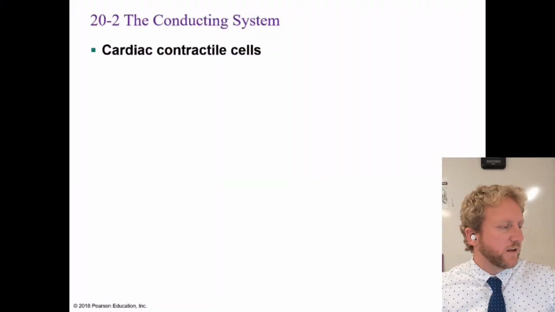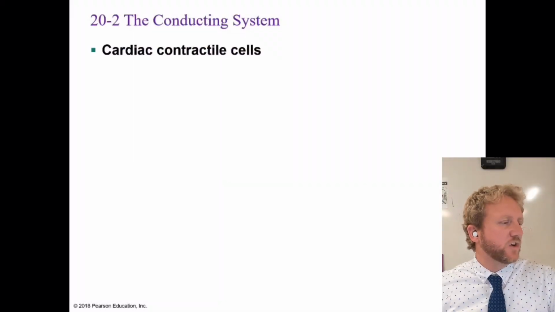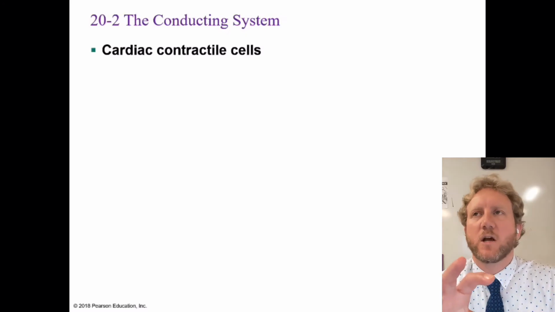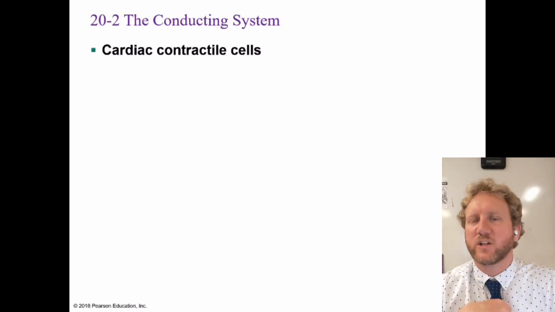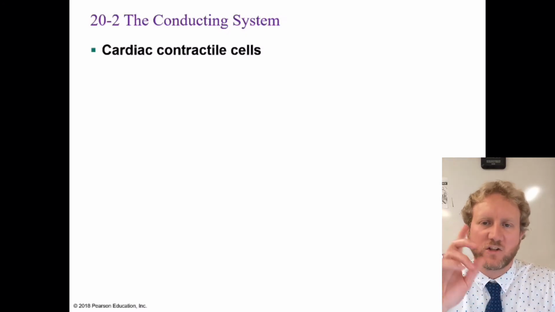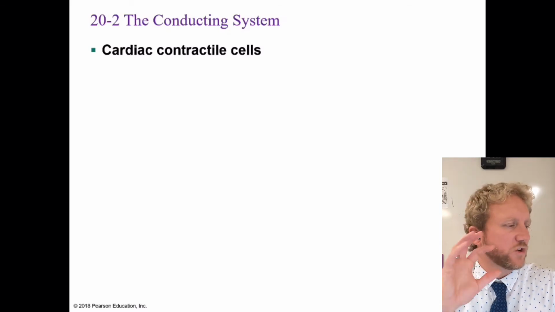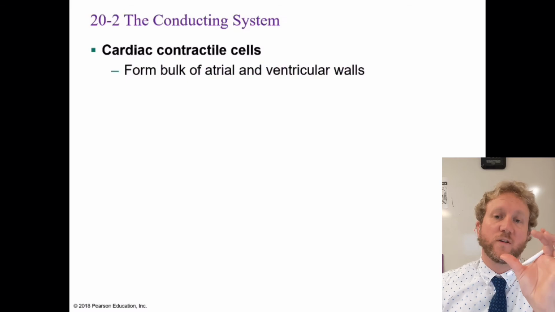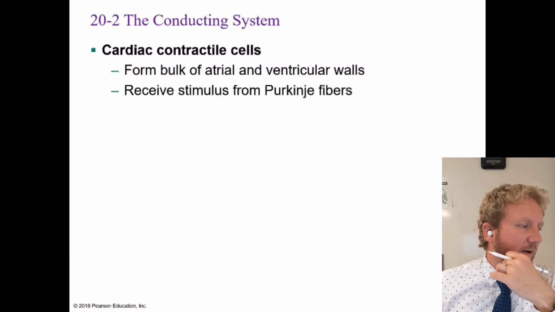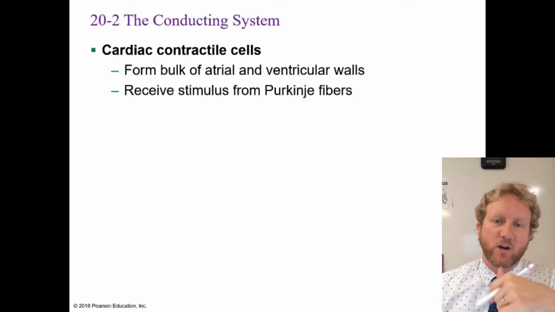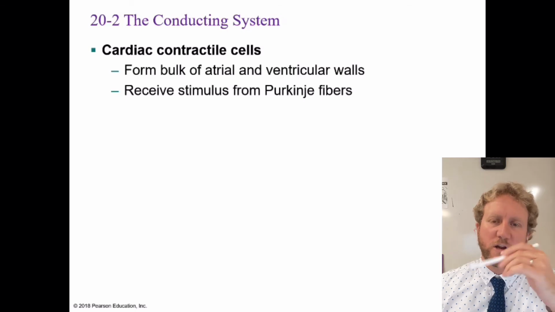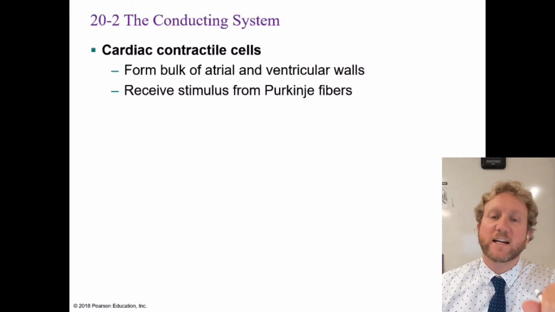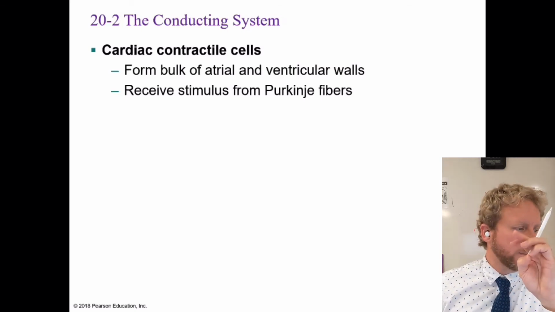We've also got our cardiac contractile cells. These are the cells, we're kind of halfway through what's actually happening. We've done the conducting cells to send the impulse all the way through. The contractile cells are going to form the bulk of the actual tissue of the walls of the heart. They're going to receive the stimulus from the Purkinje fiber. So once that impulse is spread through the Purkinje fibers, now the contractile cells are going to start working.